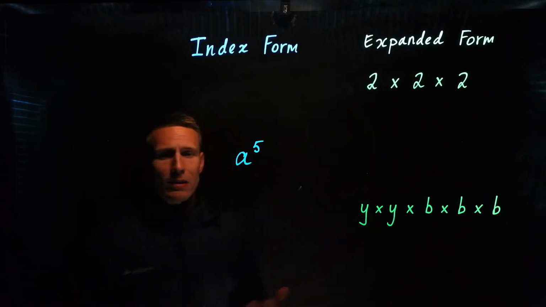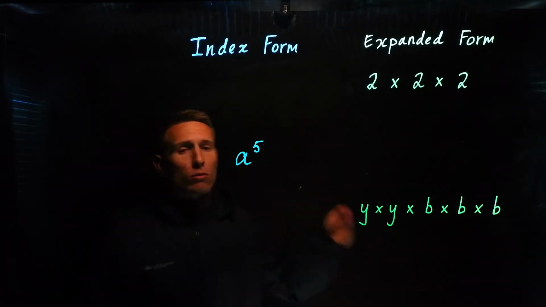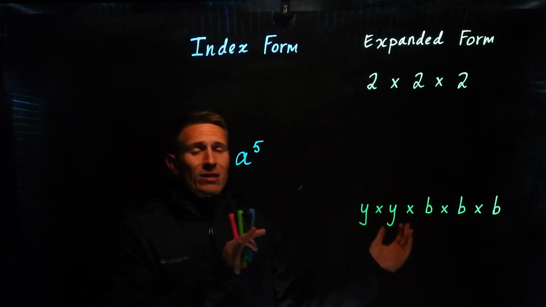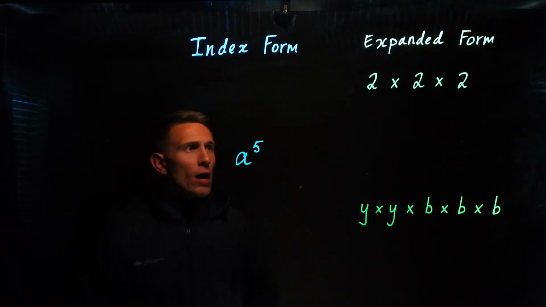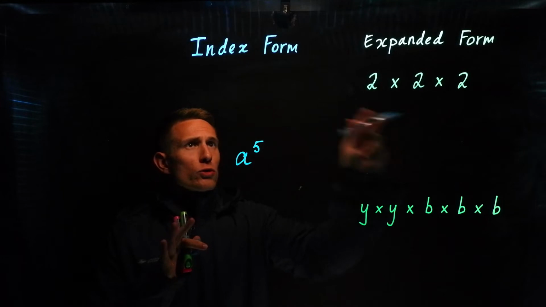So you can see up here under our expanded form heading we've got 2 times 2 times 2. Now that's an example of repeated multiplication, so it's the same number being multiplied by itself. Now instead of writing it in expanded form, we can simplify that and we can write it in what we call index form. So I'm going to write up our index form for 2 times 2 times 2.